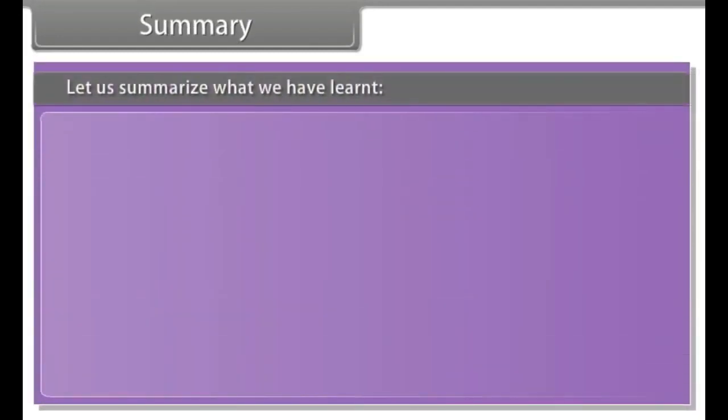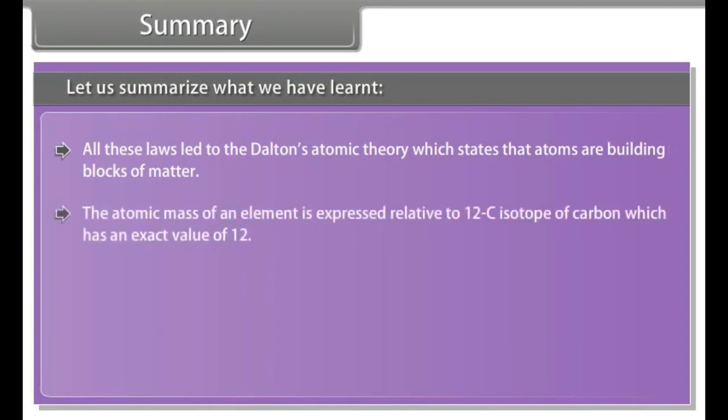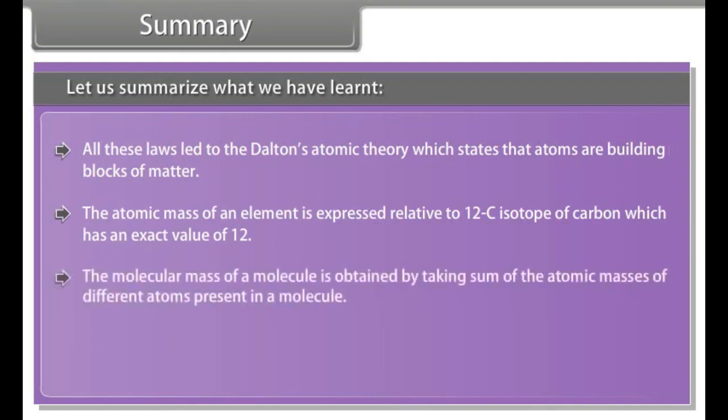Summary. Let us summarize what we have learned. All these laws led to the Dalton's atomic theory, which states that atoms are building blocks of matter. The atomic mass of an element is expressed relative to the carbon-12 isotope of carbon, which has an exact value of 12. The molecular mass of a molecule is obtained by taking the sum of the atomic masses of different atoms present in a molecule.